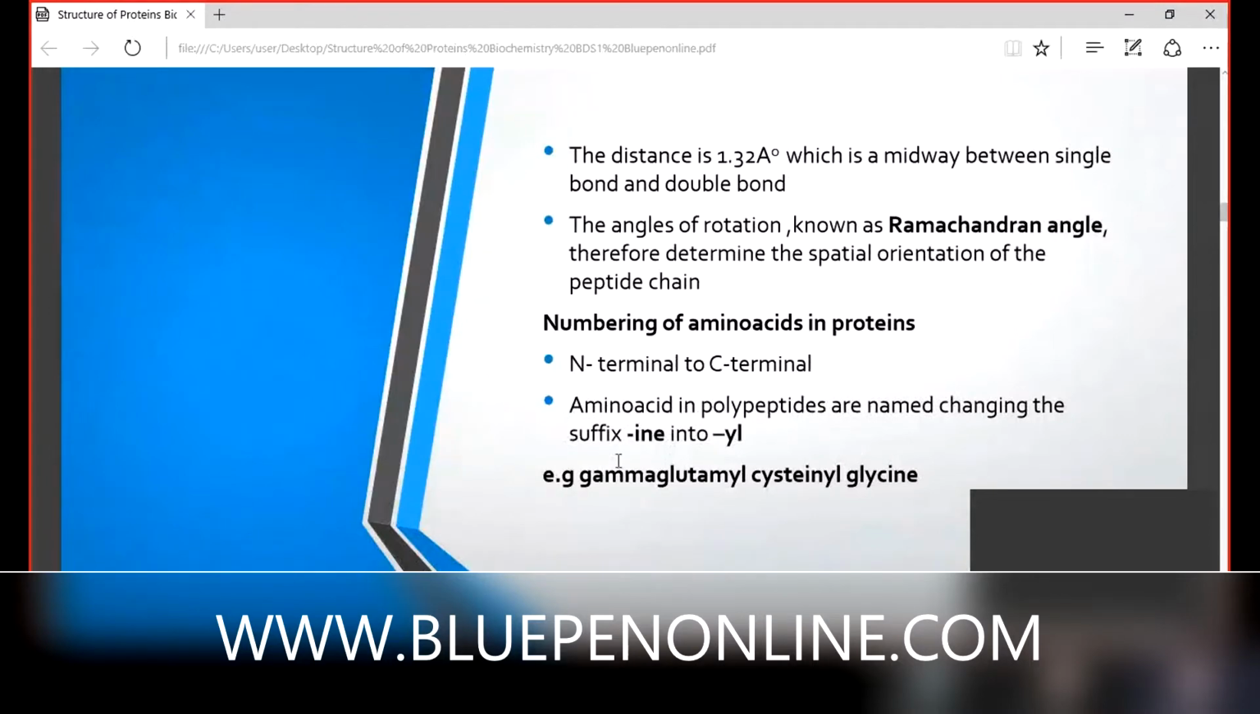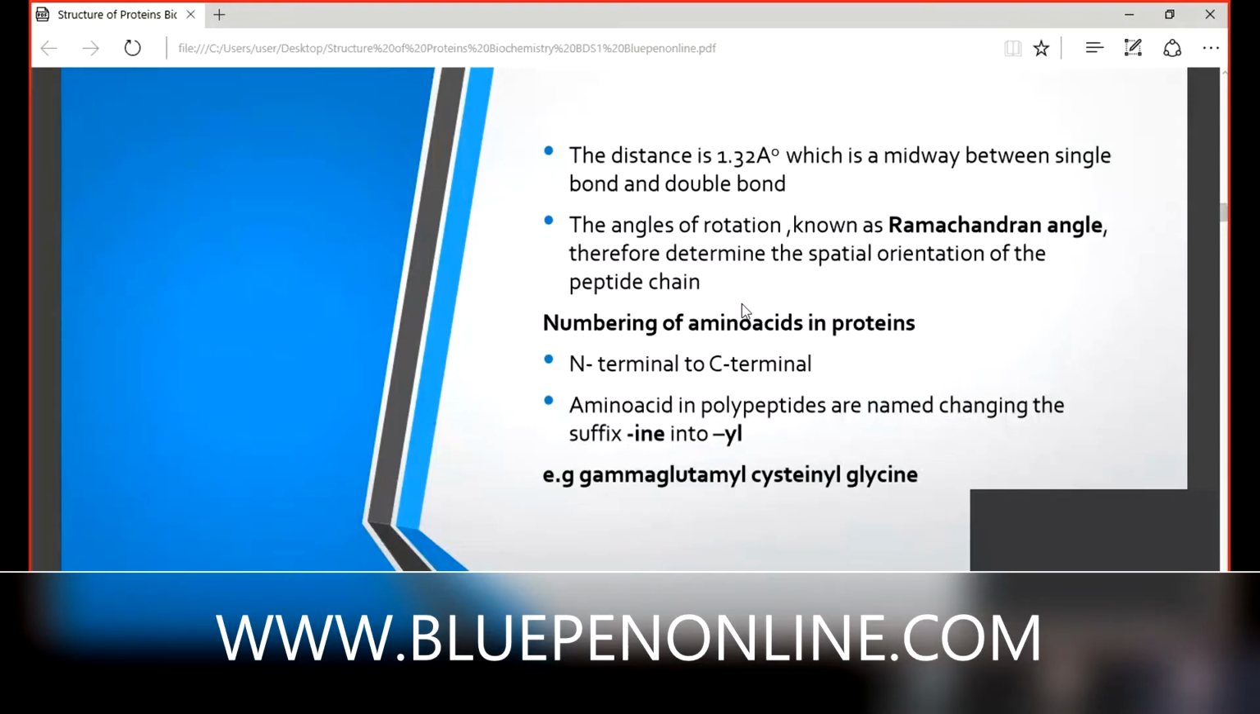Then there is a particular term we are familiar with from the time of entrance: the Ramachandran angle. A special type of angle of rotation. In the peptide bond, it is known as the Ramachandran angle, which determines the spatial orientation of the peptide chain. Then next is the numbering of amino acids in a protein.